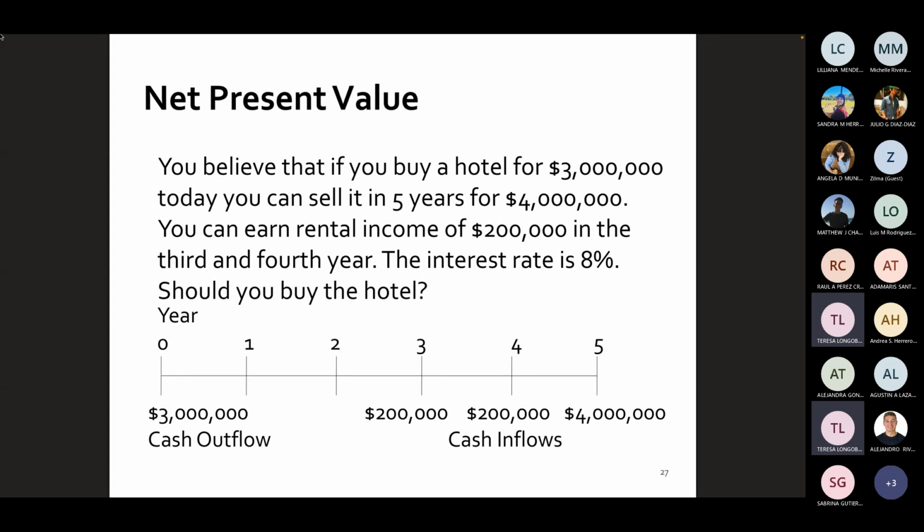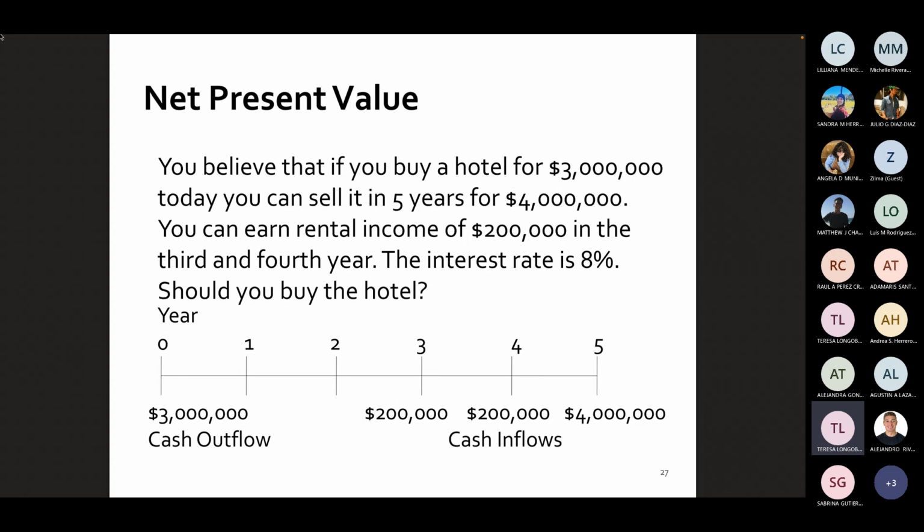So now I'm going to change things a bit. And rather than just buy the hotel, you're going to rent out the hotel and earn rental income of $200,000 in the 3rd and the 4th year. Now, is it worth it? Are the $200,000 in each of the 2 years offsetting the loss of 277,000? So why don't you try that one and tell me?